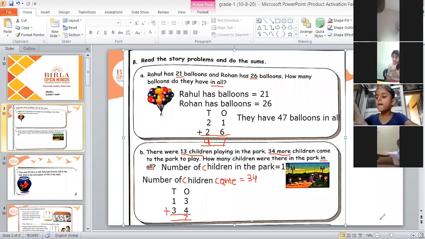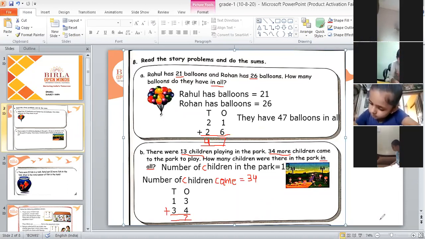Okay, so now we have to add the numbers in tens place. So what are the numbers in tens place? 1 and 3. Suryansh, you tell me 1 plus 3 how much?